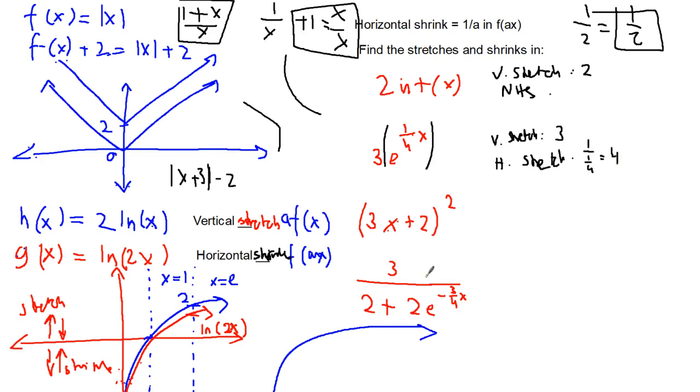Right, so we want to get away from the axes as quickly as possible if it's stretched, and we want to get away from the axes as little as possible. We want to attract to the axis if it's a shrink.